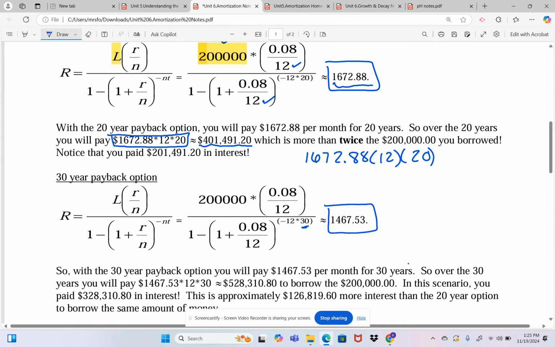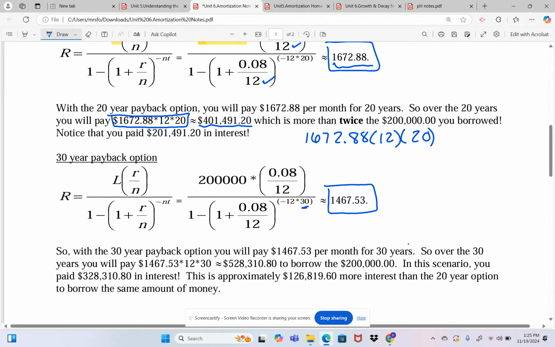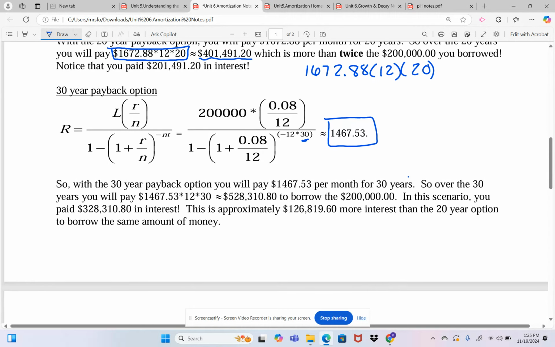Why? It went down $200. That's a lot of money. But for 10 additional years. Let's see what would happen if I take the monthly payments times 12 months times 30 years. At that point, I've added $126,000 more to my price. Now I've paid the bank $528,000 and they only gave me $200,000.